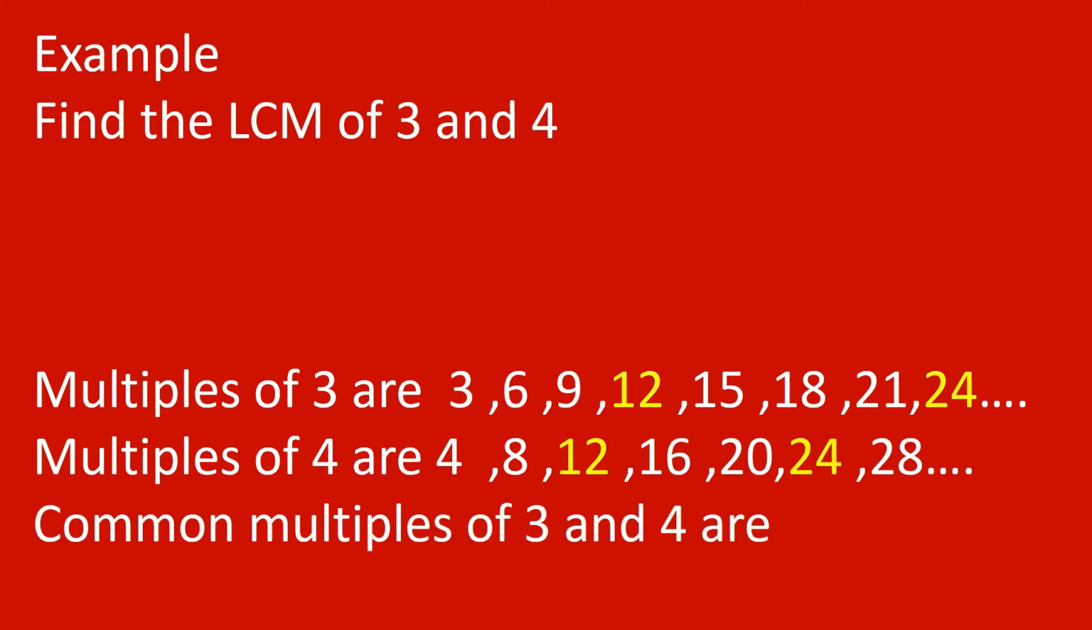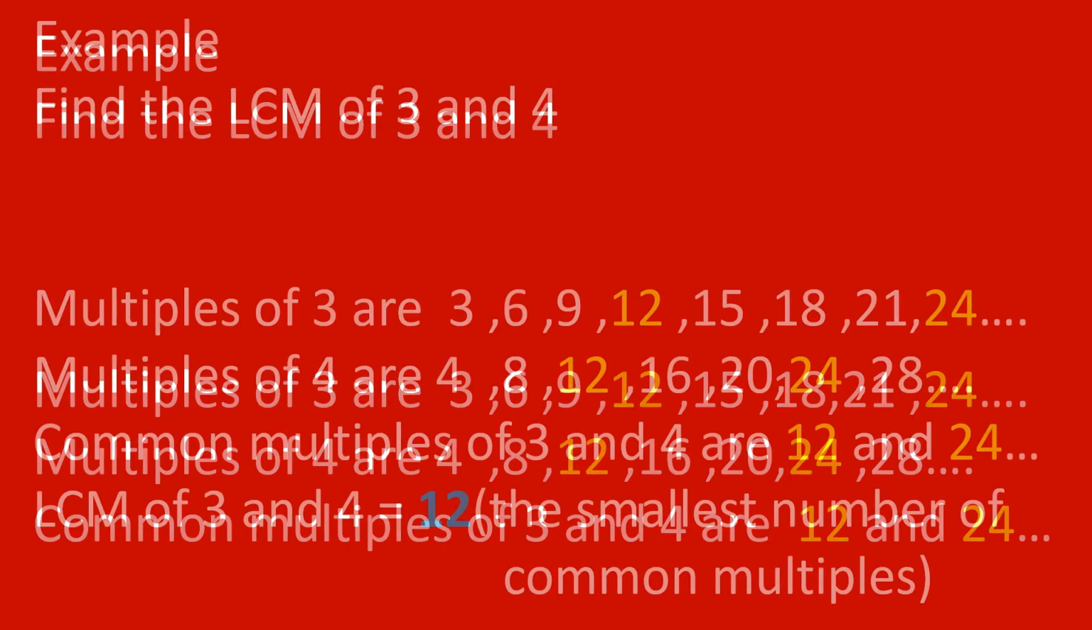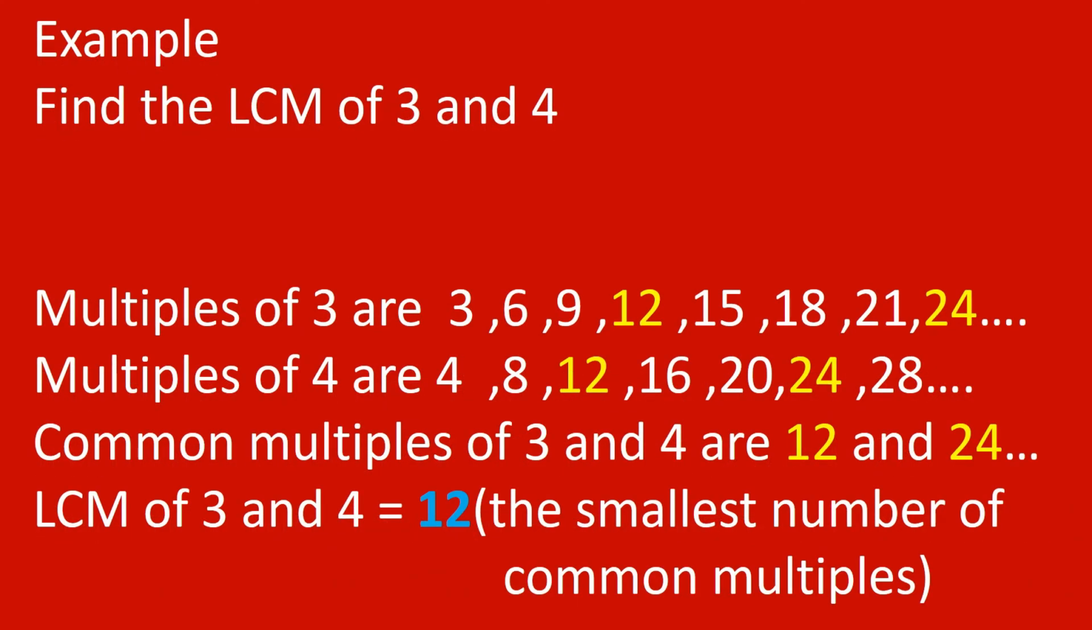The next step is to find the common multiples of 3 and 4. That is the common numbers in both lists. So 12 and 24 are common in both multiples of 3 and 4. So the common multiples of 3 and 4 are 12 and 24. As we discussed earlier, LCM is the smallest of the common multiples. Comparing 12 and 24, the smallest number is 12. So the LCM of 3 and 4 is 12.